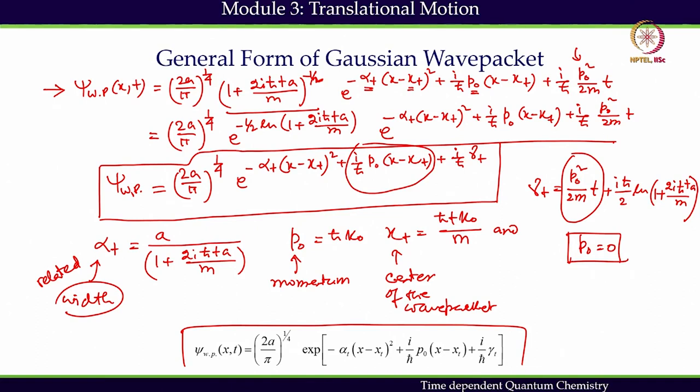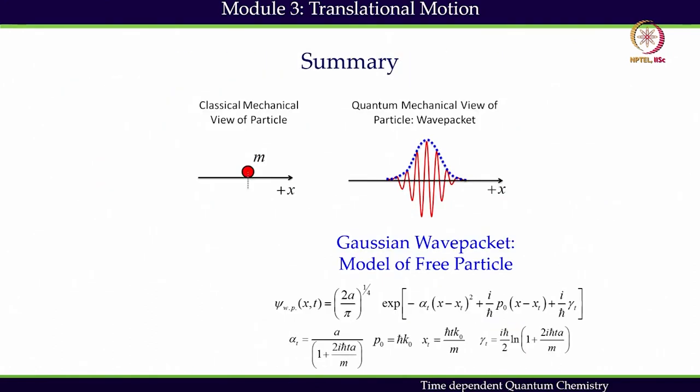So this is the general form of the Gaussian. We will remember this, and we will use it very frequently. This is used in wave packet dynamics, Gaussian wave packet dynamics particularly. So we have come to the end of this module 3.